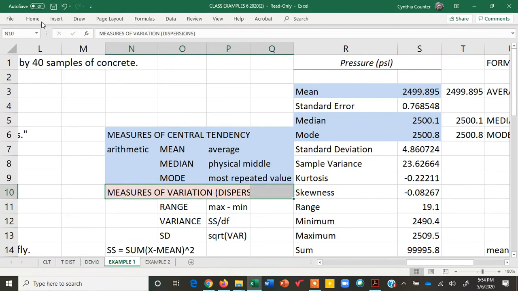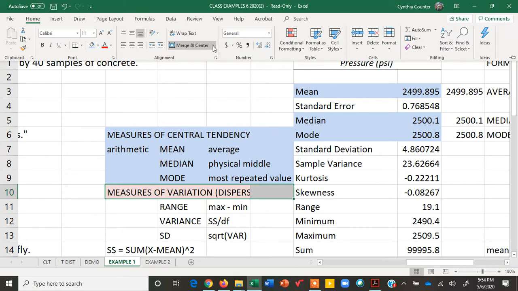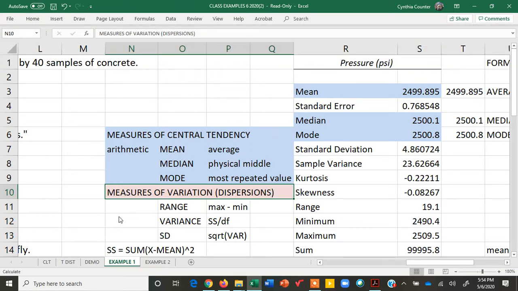I am going to have to merge that with it. Okay, I wrote dispersions. We just mean dispersion. Measures of variation or measures of dispersion. How much the data is spread out.